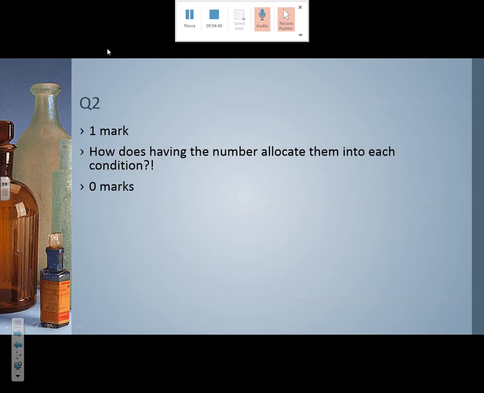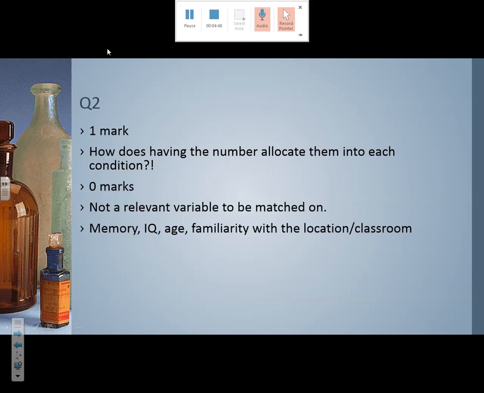The next question gets no marks. Why? Because it is not a relevant variable to be matched on. Does shoe size have any bearing on memory and recall? No, absolutely not. So instead we'd have something like memory, age, familiarity with the location or the classroom.